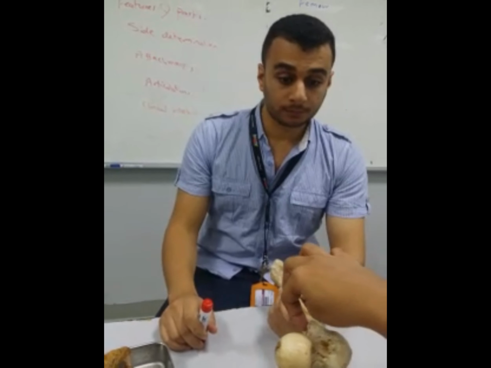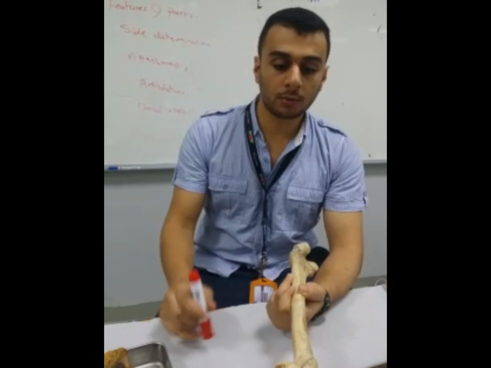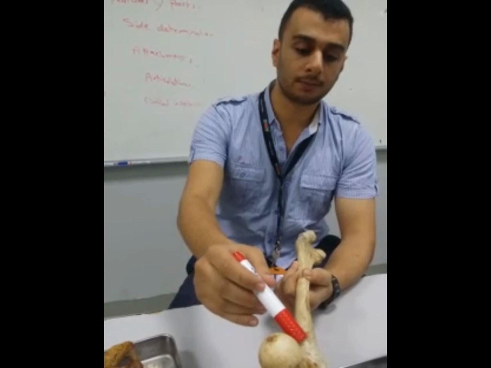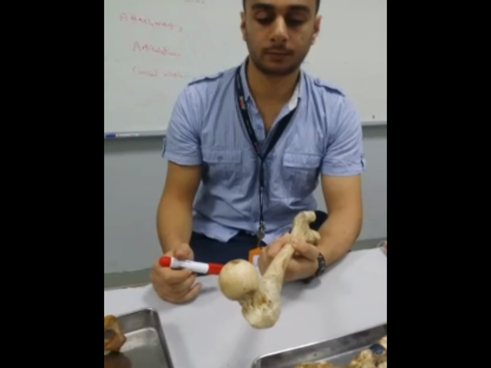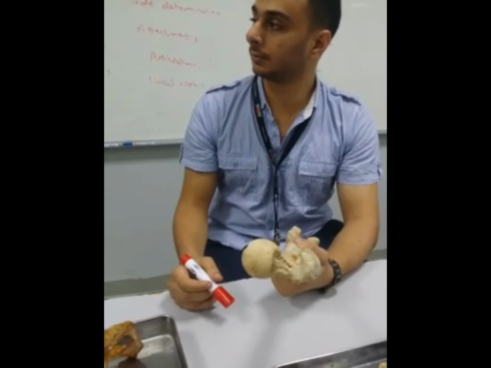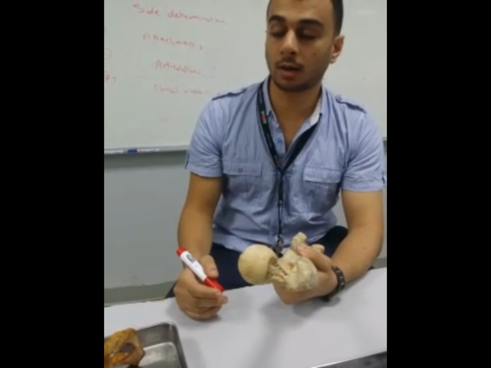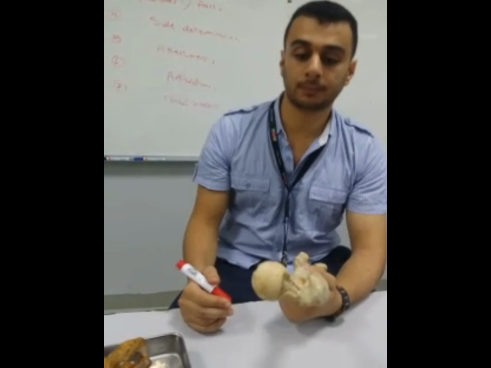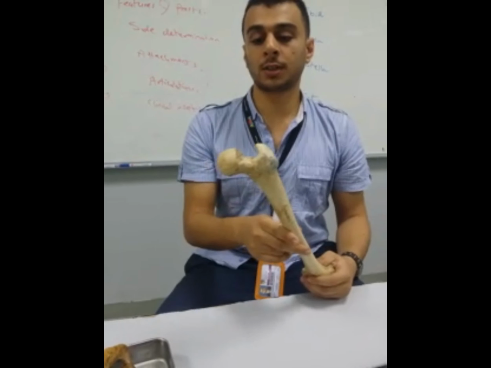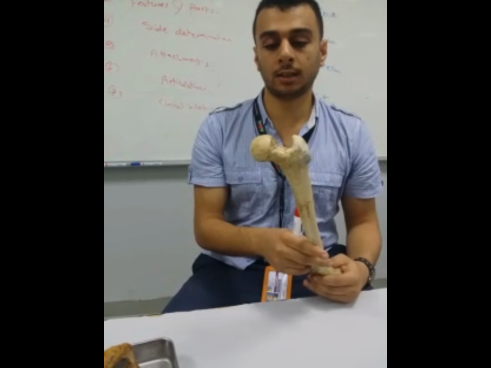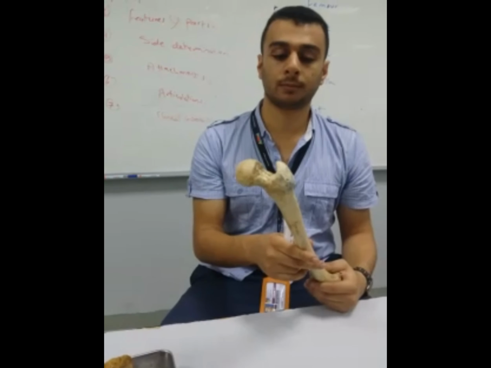Inferiorly, it just surrounds the neck. So the intertrochanteric line is inside the capsule, but the intertrochanteric crest is outside. This means that the capsule is a little bit deficient posteriorly also.